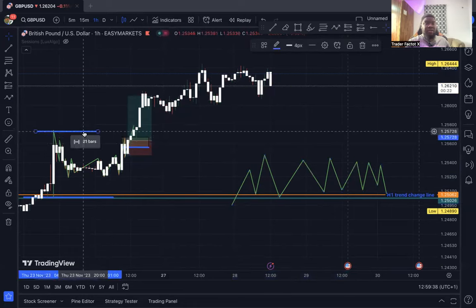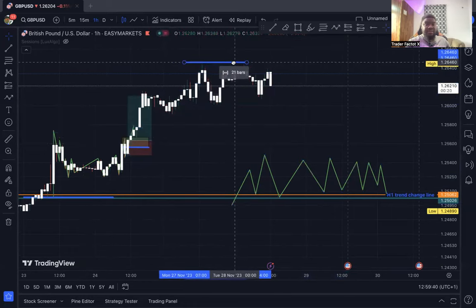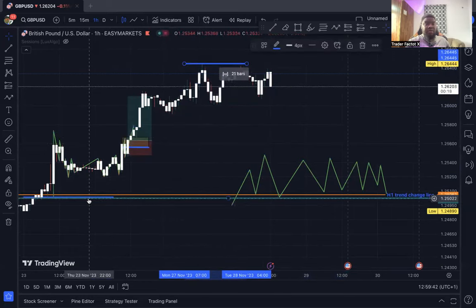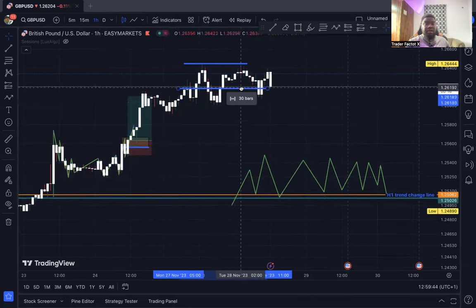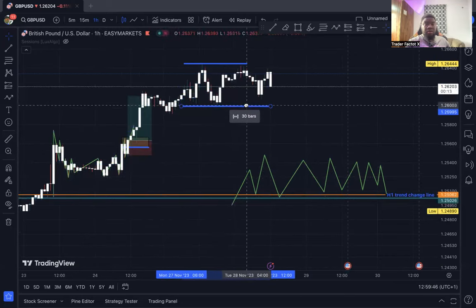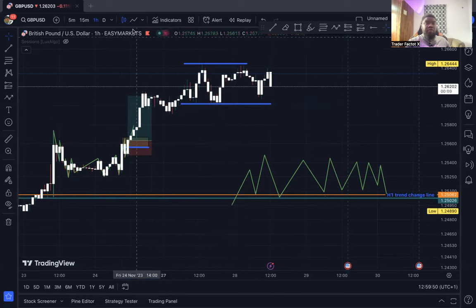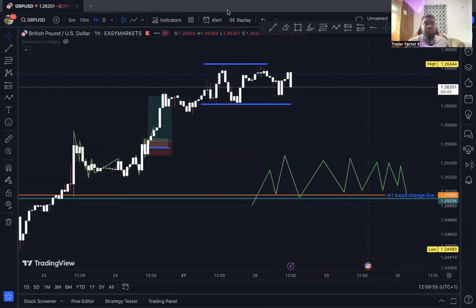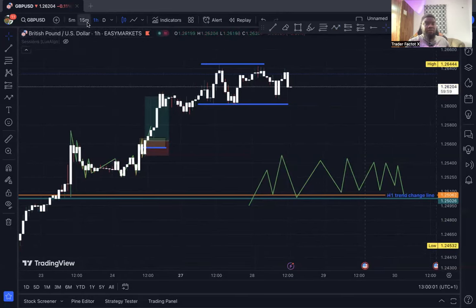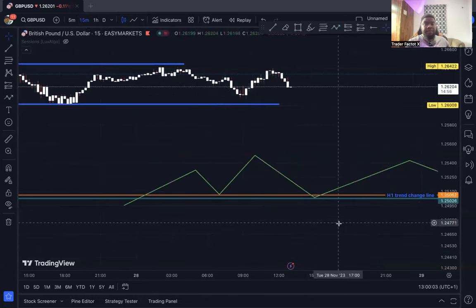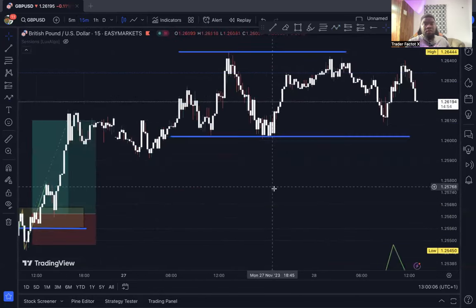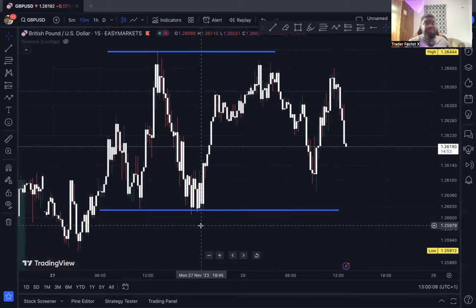If I'm to take this out now, you can see the market is trending. Let's take our 2 year. This is the high point, and this is the low point. So if we were to dive into the 15 minutes time frame, so this is the 15 minutes time frame.